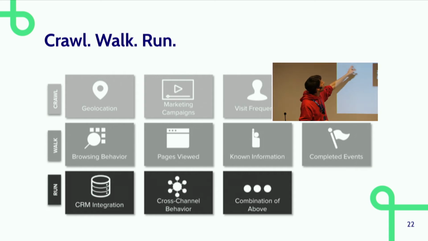Those things are pretty easy, the crawl. And then you go into the walk, browsing behavior. If you click 4 or 5 times, maybe I detect that you're actually looking for this kind of workshop and change the entire website into workshops. If I detect that you're looking to buy something, I change the entire website into here are flower pieces. That's a bit more advanced. And amount of pages viewed, known information.